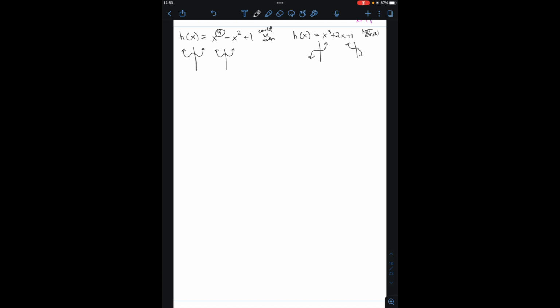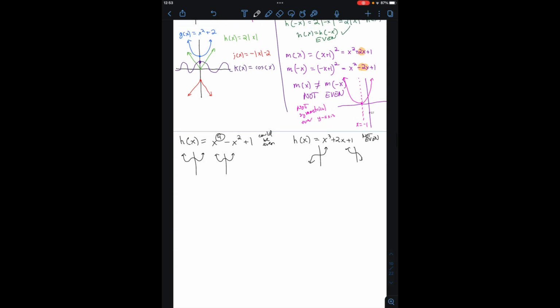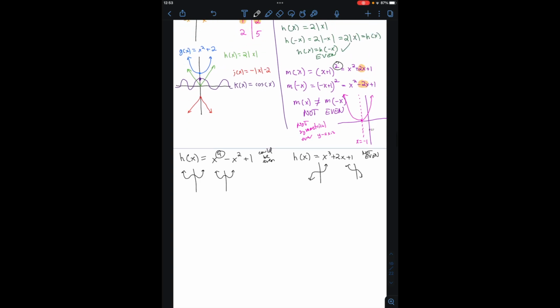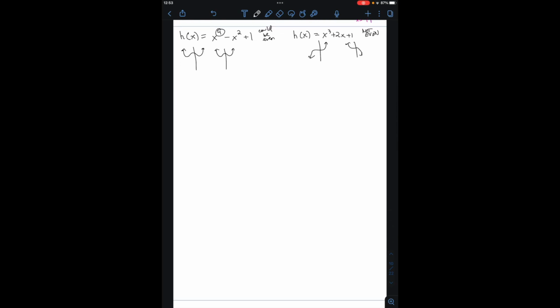Just because it's x to the fourth doesn't mean it's even. Just like when we looked at here, just because it was squared doesn't mean it's even. We need to actually test it, but this is a clue. If the degree is even, then maybe it's even.